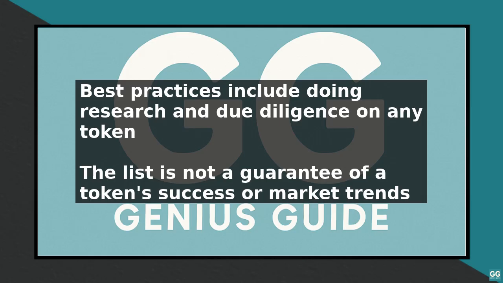To get the most out of the Uniswap token list, it is crucial to understand how to read and interpret the information provided. The list includes key details such as token name, symbol, and address, as well as information on the token's liquidity and trading volume.